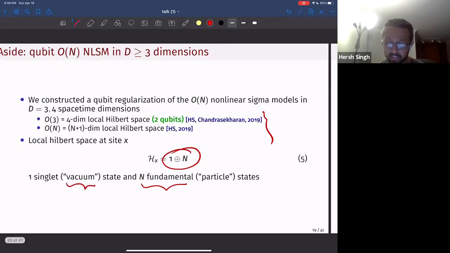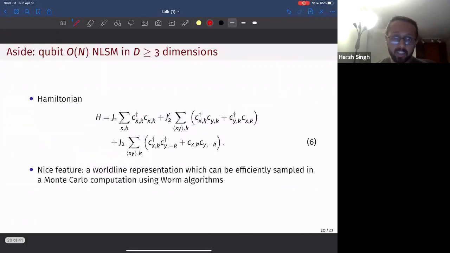And with that, this is just the Hamiltonian. For us, it doesn't matter what the actual Hamiltonian is, except for the fact that this Hamiltonian has this nice feature that you can construct a world line representation, which can be very efficiently simulated or sampled in a Monte Carlo calculation using what are called worm algorithms.